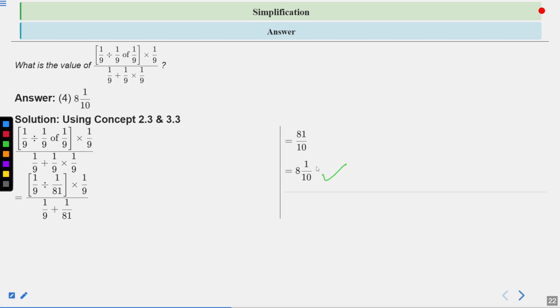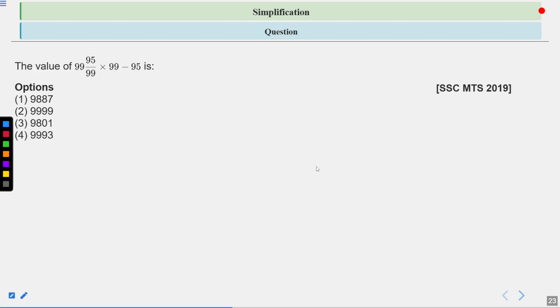Next one. The value of 99 and 95 upon 99 multiplied by 99 minus 95 is, and this question was asked in the SSC MTS exam in 2019. There are 4 options. First one is 9887, second is 9999, third one is 9801 and fourth one is 9993. Now you have 10 seconds to analyze the question. Your time starts now.